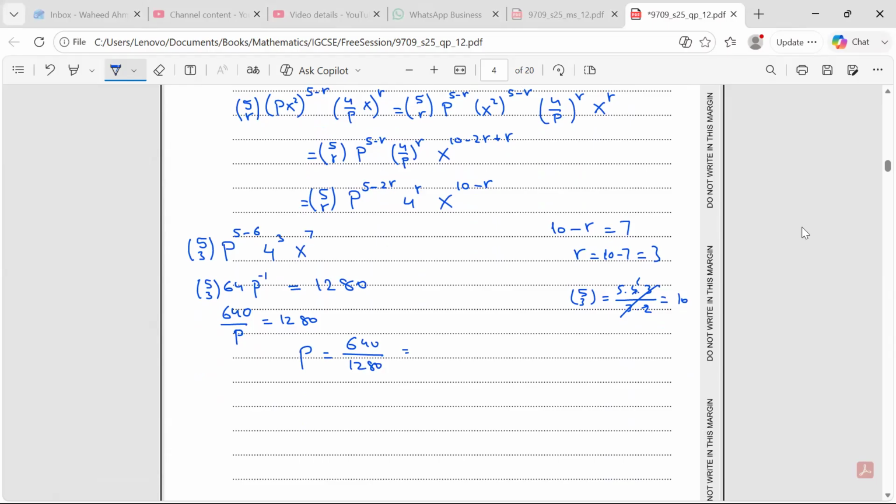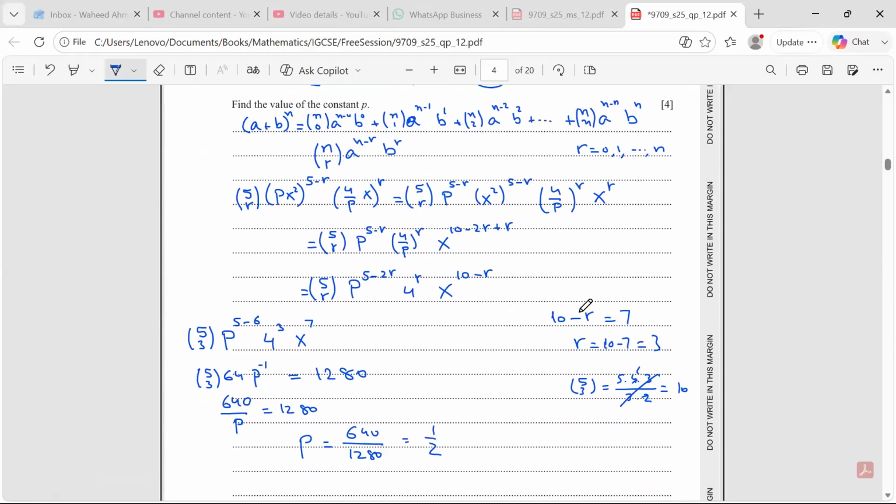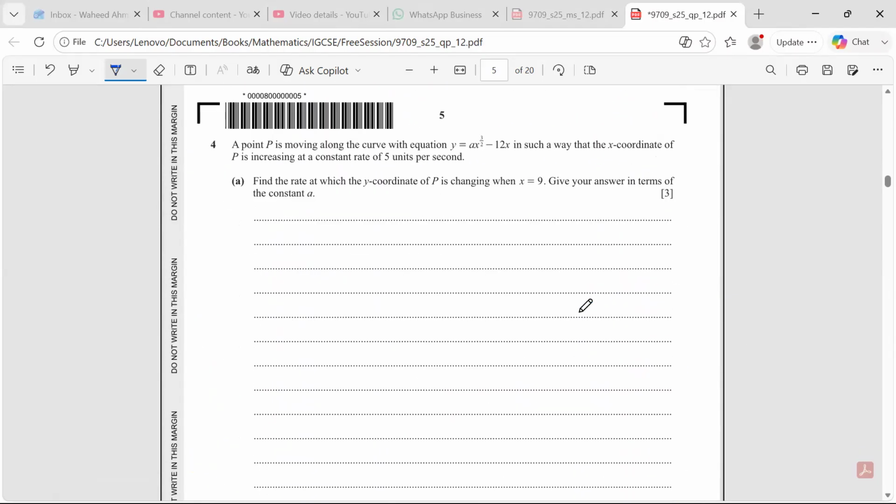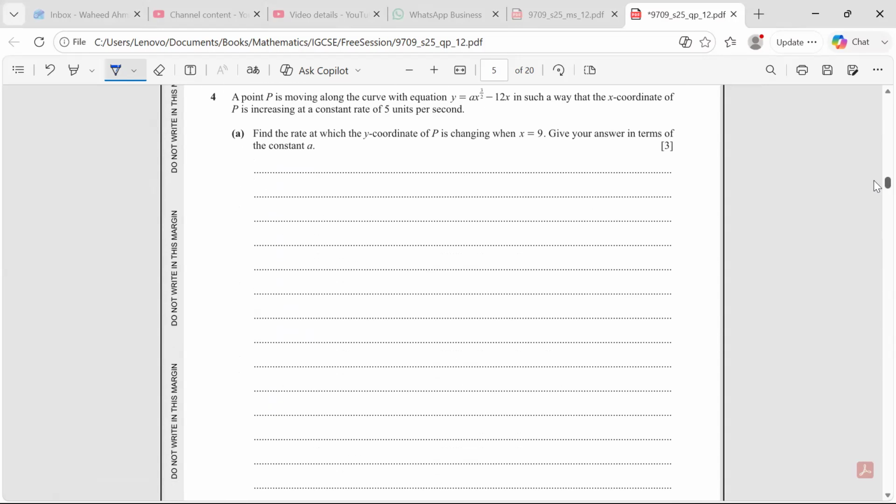4 times, so this is equal to 1 by 2. Okay, so my final answer is P equal to 1 by 2. I hope you understand every step of this problem and all the logic behind every step and the philosophy behind every step. Okay, now this is question number 4.